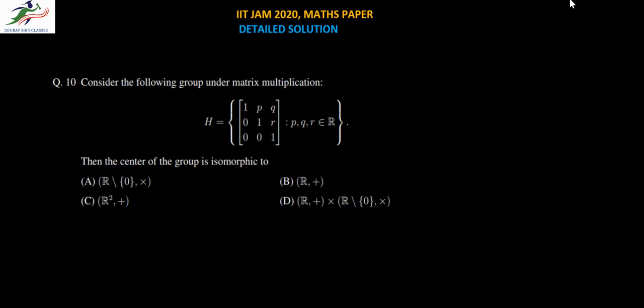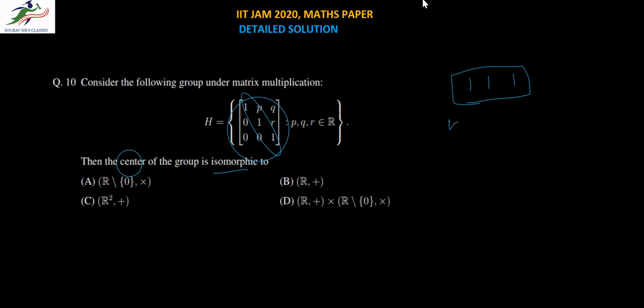We come to question number 10, where we are given a matrix of the form 3 by 3, and we are told that the center of the group is isomorphic to which one. So clearly we can see that the center of the group of this one is 1 1 1. So this is the center of the group, and this would be isomorphic to which of the four options.